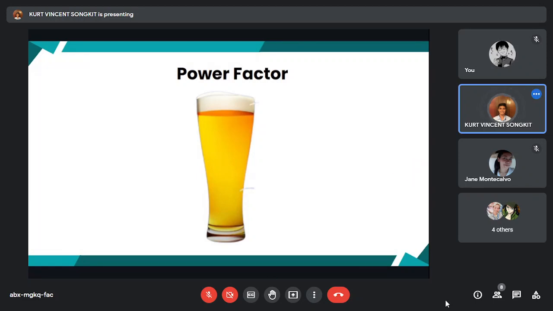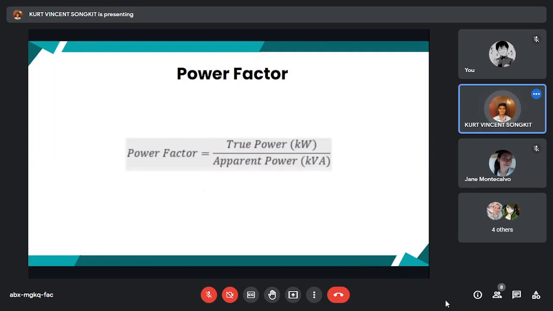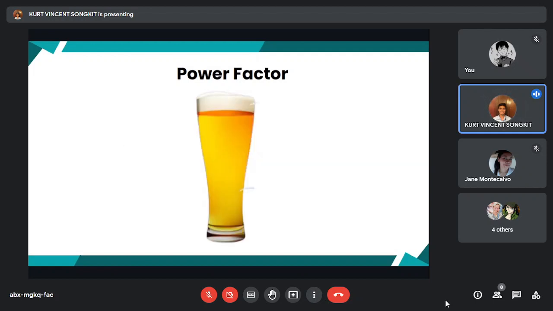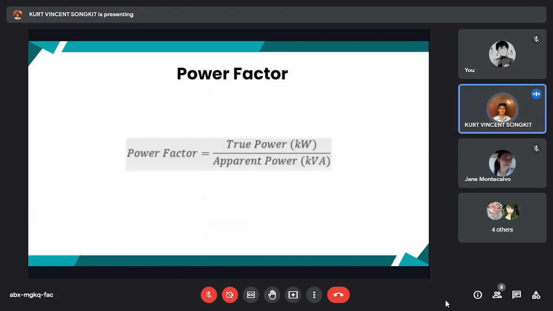The combination of kW, or kilowatts, and kVAR, or kilovolt-amps reactive, is the apparent power, or the kVA, the kilovolt-amps. Therefore, the power factor is a ratio of the useful power, or true power in kilowatts, divided by what we are charged for, which is the kVA, or kilovolt-amps.